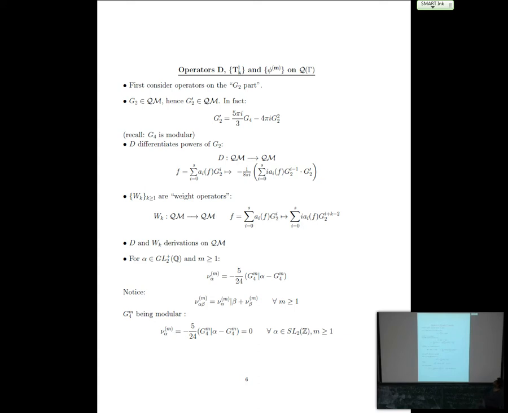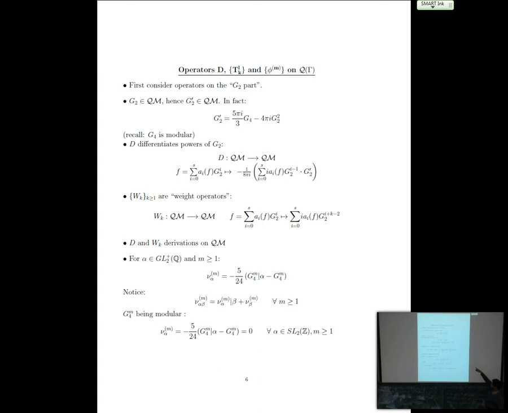So as you can see, whenever we take the derivative, the G4 naturally comes into the picture. Okay. So now we take some quasi-modular form F, and the first operator we call D. What it does is, given the form a_i G2^i, it just differentiates the powers of G2. So what do I have? In place of G2^i, I simply get i G2^(i-1) times G2 prime. Right. So that's simple enough.